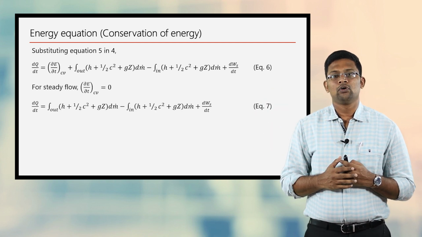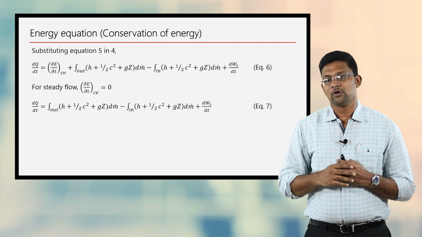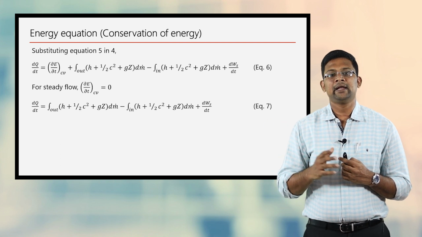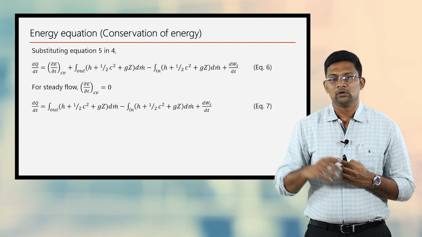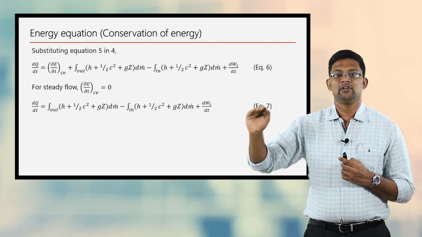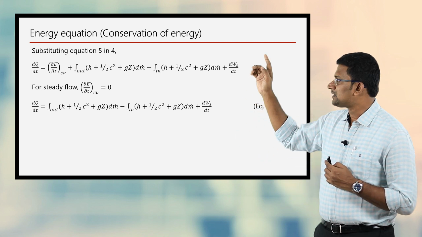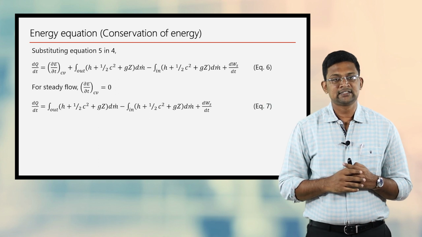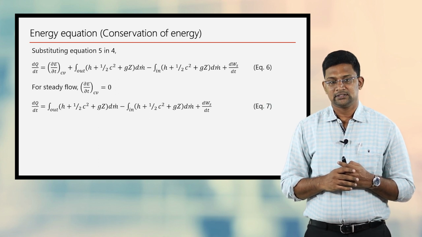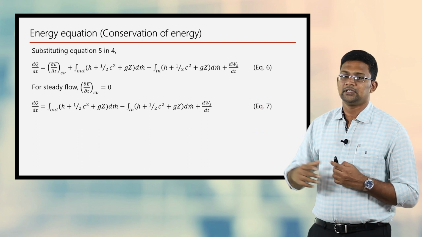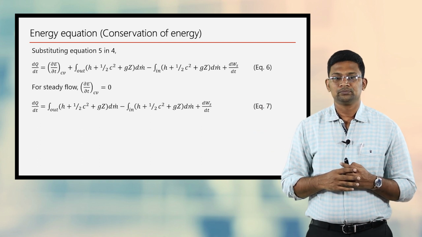Okay, for a steady flow, we know that there is no change in any of its properties, and hence dE by dt will be equal to 0, because the time rate of change of energy will be equal to 0. Hence, the first term on the right hand side of our sixth expression can be neglected. And this is how the new expression looks for the steady flow.